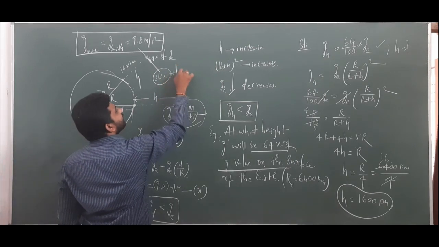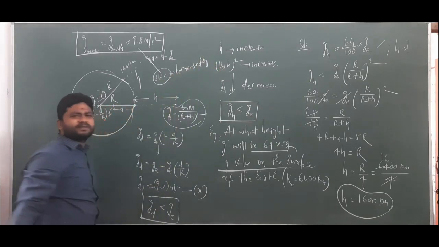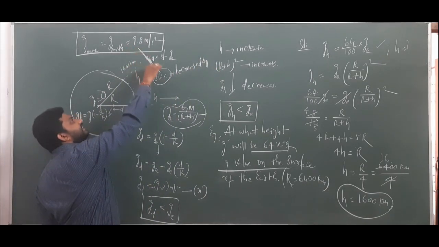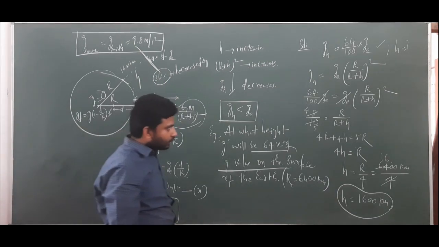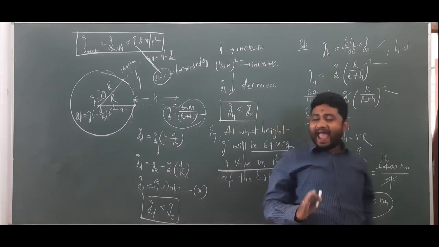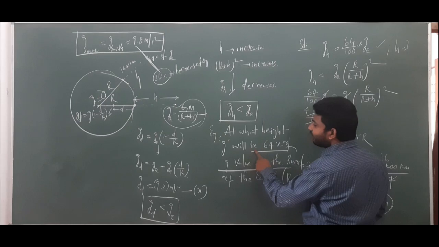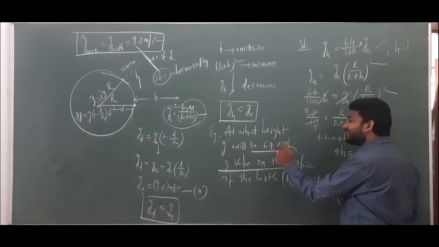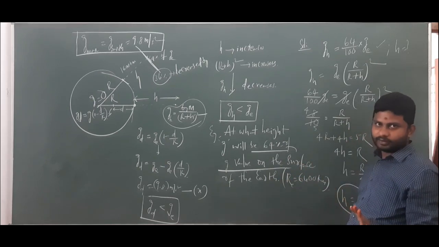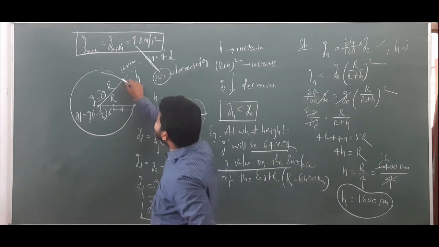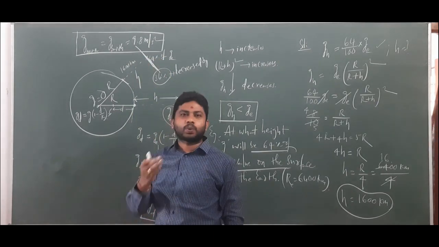Decreased by 36%. What does it mean? Decreased by 36% means what is the final value present at this point? 64%. Again I am telling you, listen. The question is, at what height will the acceleration due to gravity be decreased by 36% of the g value on the surface of the earth? G value is decreased by 36% at this height. Decreased by 36% means what remains?